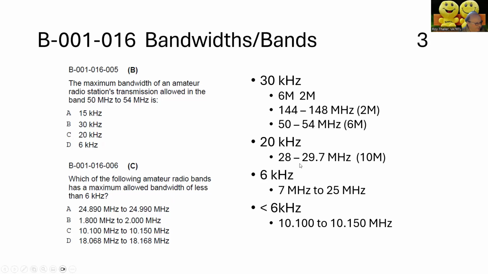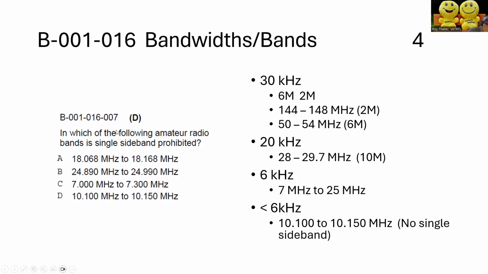So over here it describes which bands fall into where. And then which of the following amateur bands has a maximum allowed bandwidth of less than 6 kilohertz? That would be your 10.1 to 10.15, your 30-meter band. Here, because the range is very small, your bandwidth has to be less than 6 kilohertz. So this is limited to CW and to digital modes only. No voice or single sideband on that band.